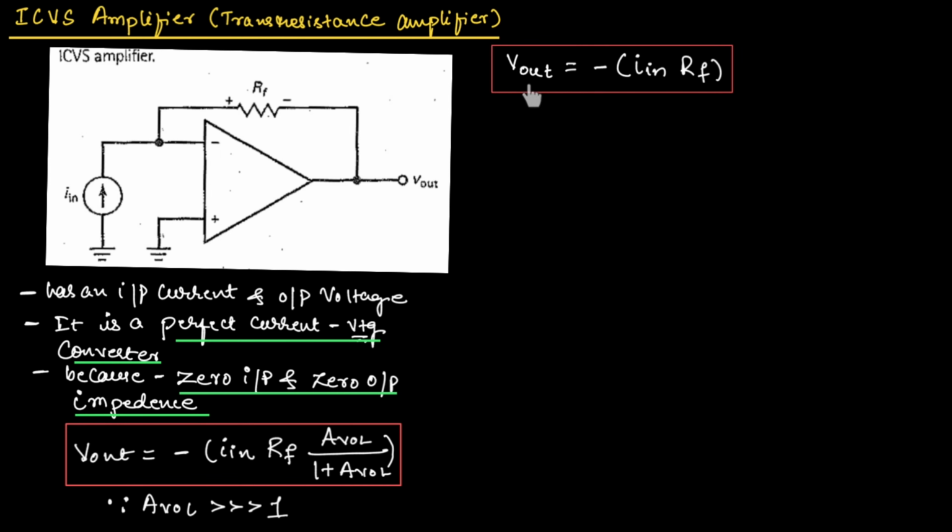From this equation we can understand that the output voltage depends on the input current as well as the feedback resistor. So if the input current changes or if the feedback resistor changes, output voltage will also change. So for example, if we keep input current as constant, then if we vary the feedback resistor, output voltage will also vary. Which means the feedback resistor is very much important in the ICVS amplifier.